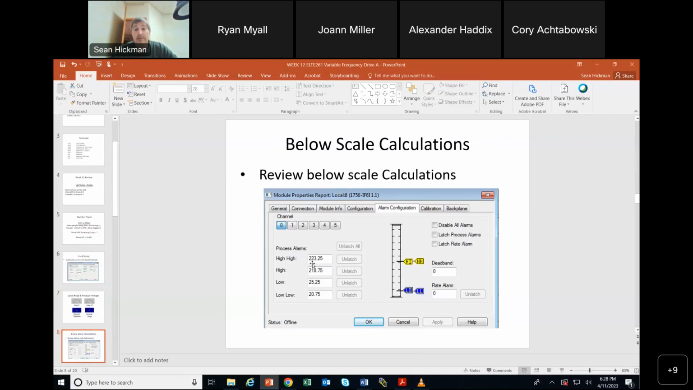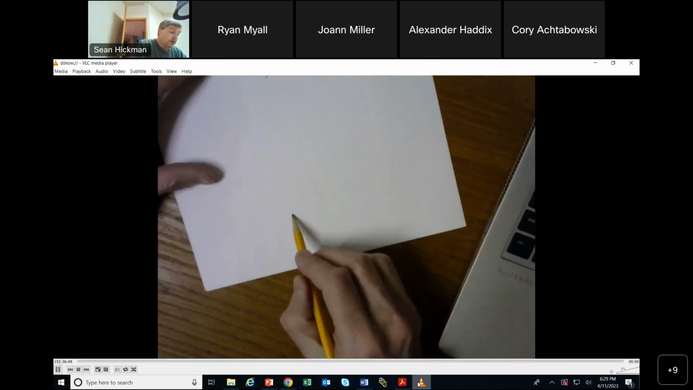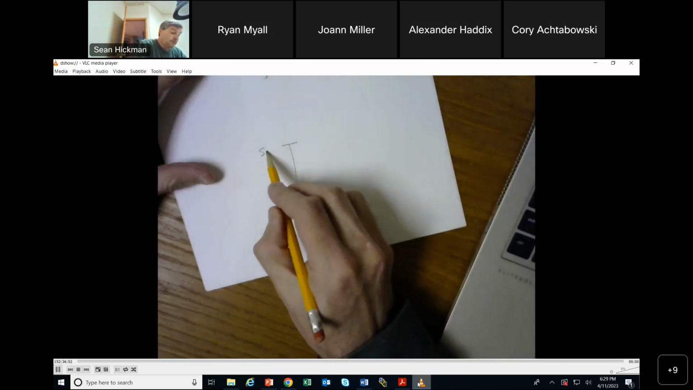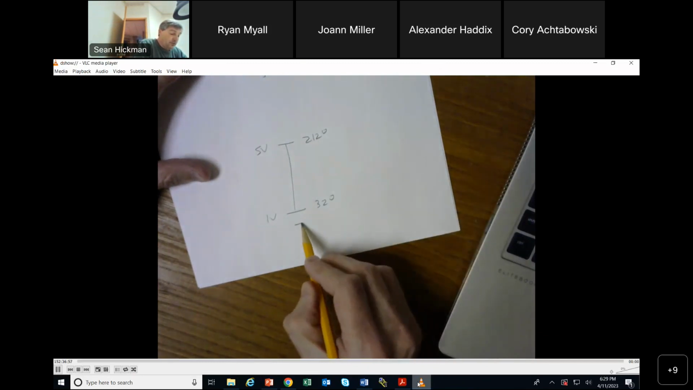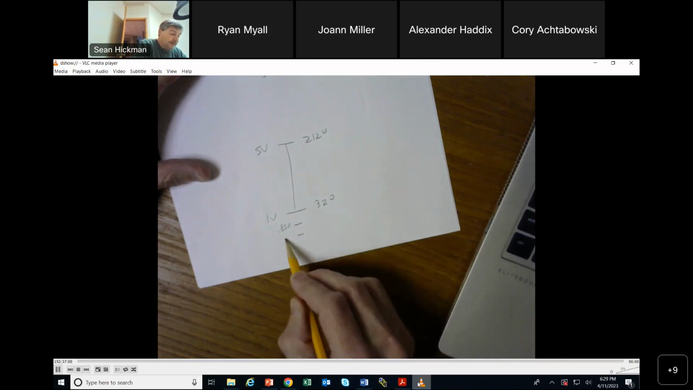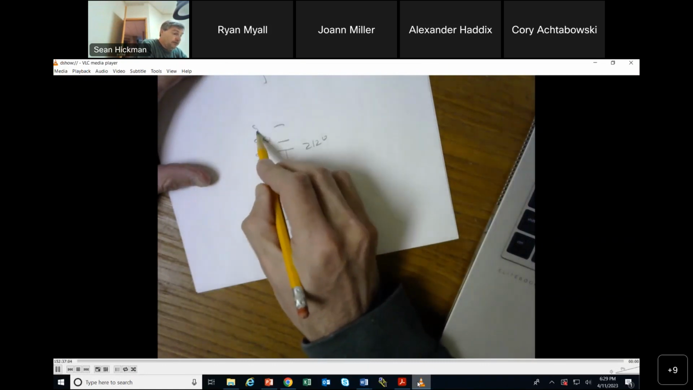So, our alarm configuration, you had to do a little math there. We had some crazy numbers going on here, but these were the numbers for my alarm configuration, because we had 1 to 5. Let me just draw that out again. Oh, it's right here. Sorry. It was 1 volt, 5 volts, 32 degrees, 212 degrees. And then it asks you for 0.85 volts and 0.75 volts. And I think it was 5.15 volts and 5.25 volts.